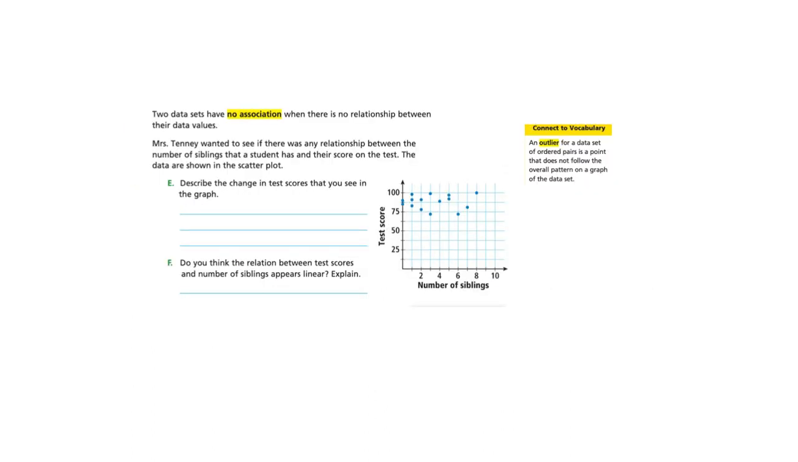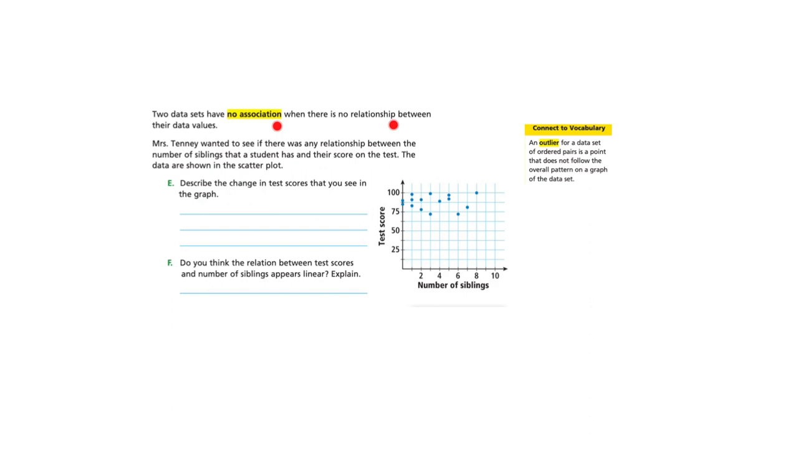All right, so now we can look at this other vocabulary. Two data sets have no association when there is no relationship between their data values. Mrs. Tenney wanted to see if there was any relationship between the number of siblings that a student has and their score on the test. The data are shown in the scatter plot. And you can think about why she might think that siblings would make a difference. So think about that, and then we'll look at this.